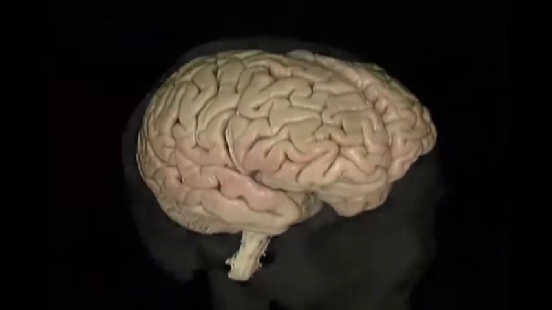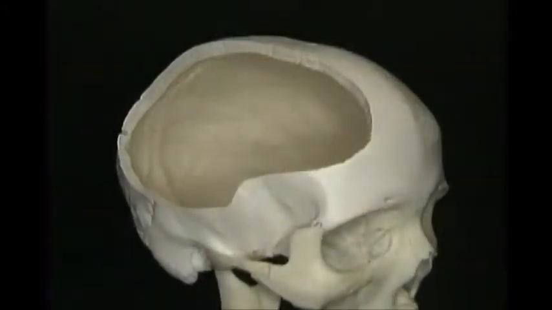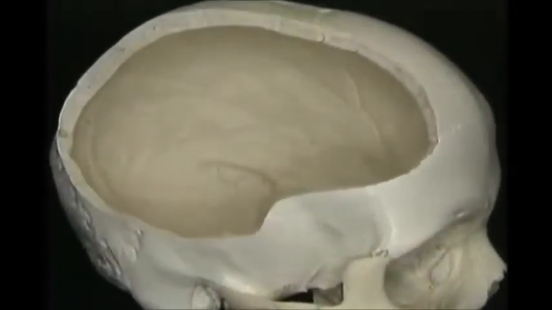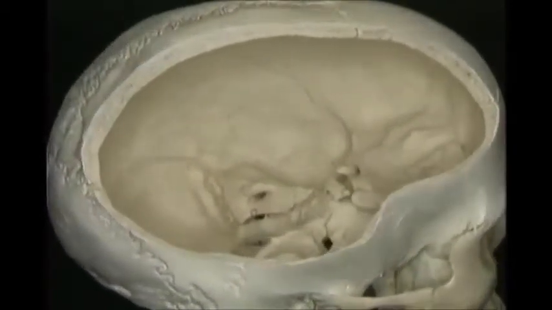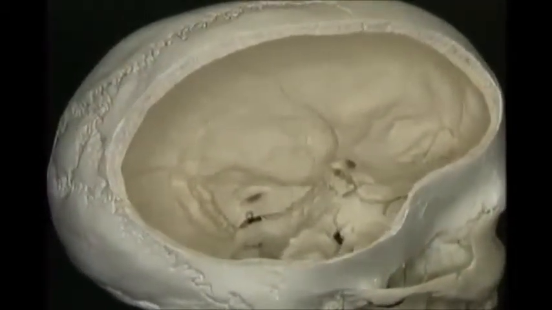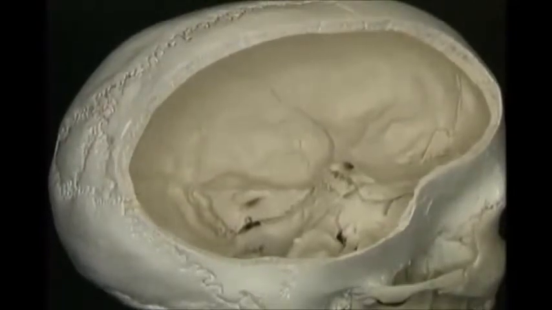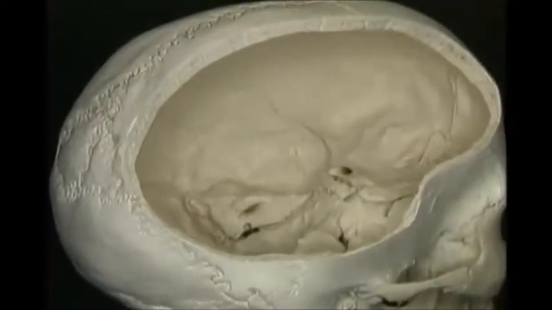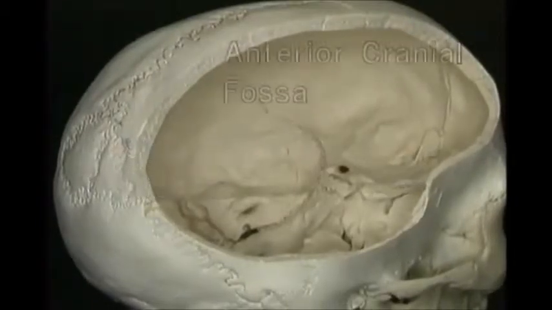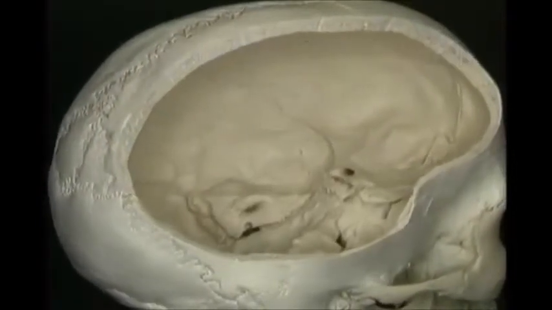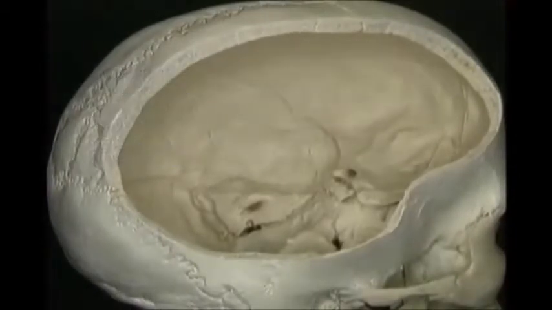The brain is contained within the cranial cavity. Here's the cranial cavity in a dry skull. It's almost the same shape as the brain. As we saw in the last tape, two big steps divide the floor of the cavity into three parts. The sphenoid ridges separate the anterior cranial fossa from the middle cranial fossa.